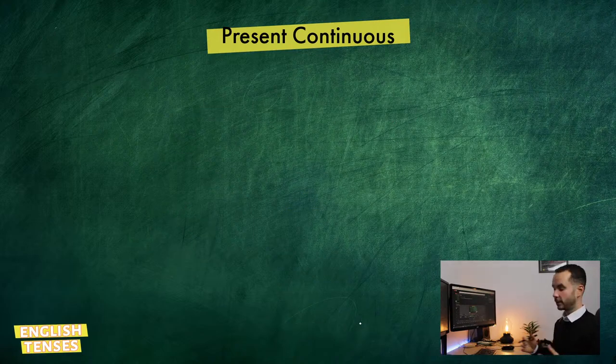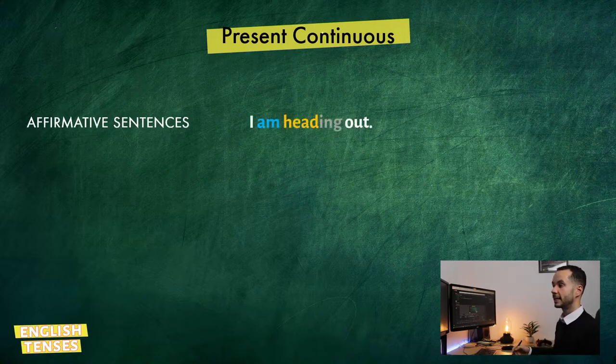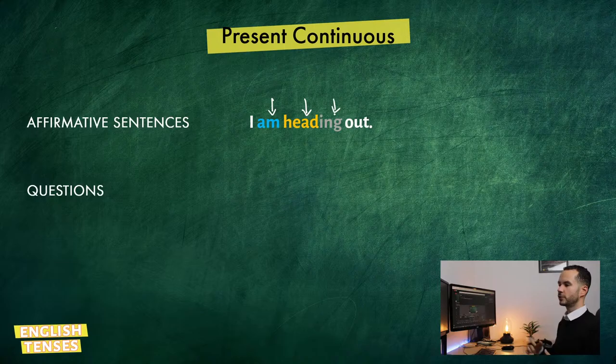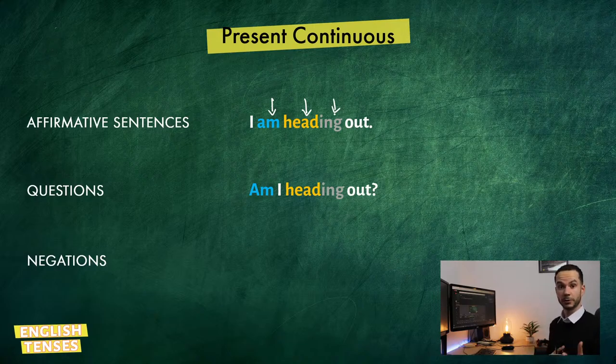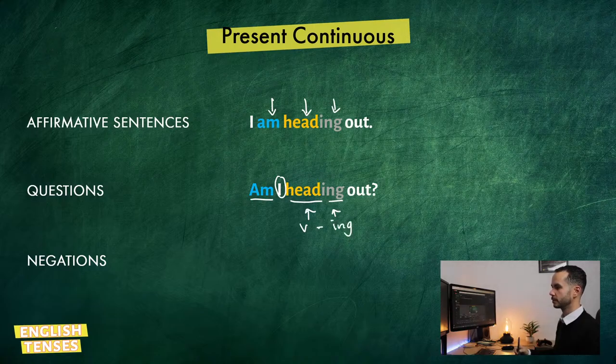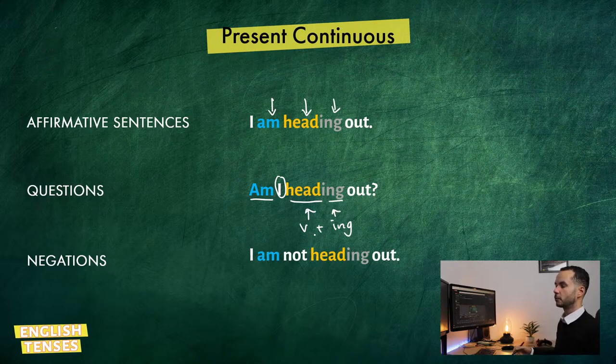Let's look at the different types again. So we have affirmative sentences, which is I am heading out. As you can see, we have the verb to be, plus verb plus ing. When we make questions, we need to change something around, right? We get inversion again, as we also had with present simple, right? So the pronoun and the auxiliary verb change positions. So we get, am I heading out, verb plus ing. For negations, we simply add not. I am not heading out. So affirmative sentences, I am heading out. Questions, am I heading out? And negations, I am not heading out.